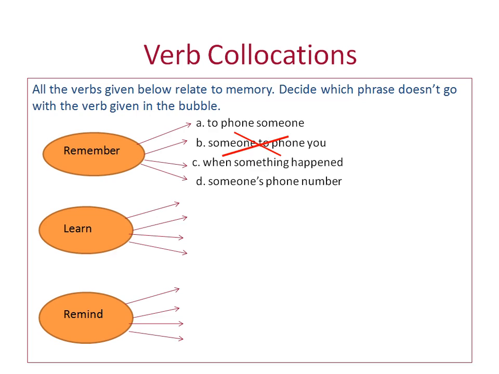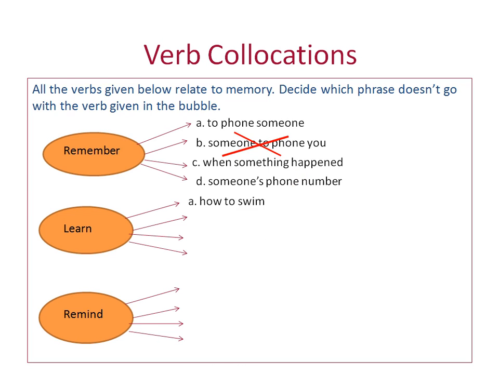Let's correct the verb, and instead of using the verb remember, we can use... not remember someone to phone you, remember to phone someone. Remember to phone someone. That's acceptable. So you can really change the verb remember, or I can really keep the verb remember and say remember to phone someone. It'll be really acceptable.